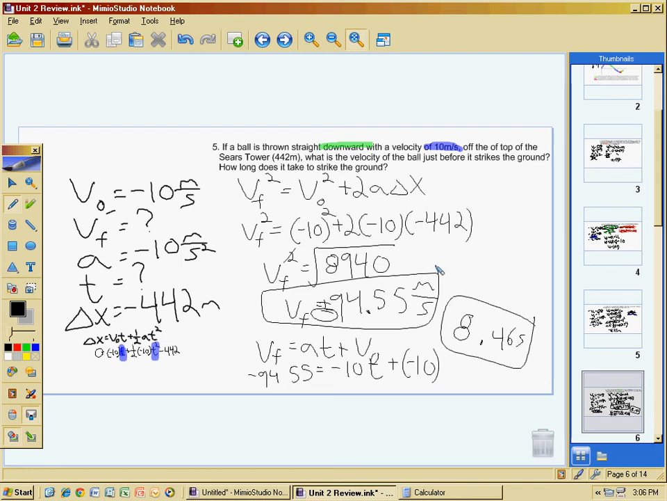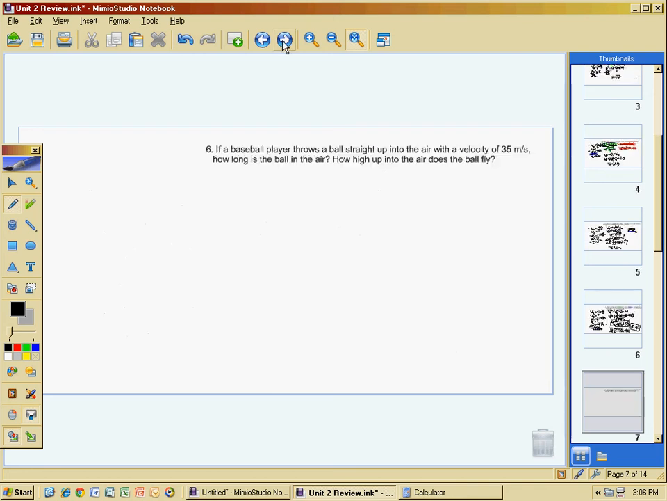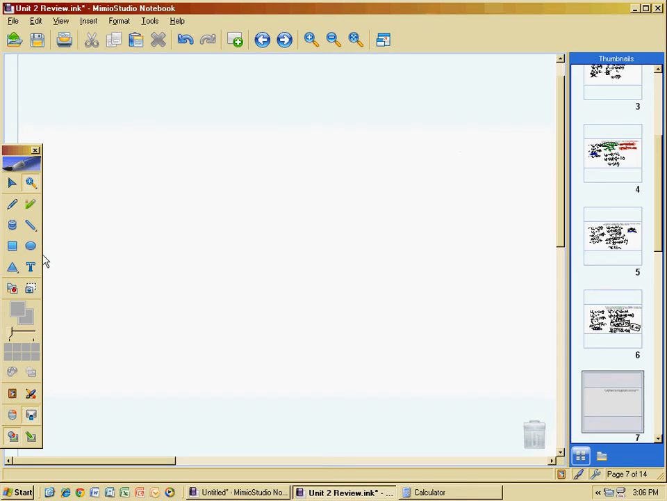All right, number 6. A baseball player throws the ball straight up in the air with a velocity of 35 meters per second. How long is the ball in the air, and how high up into the air does the ball fly? All right, again, to save room, we're going to zoom this in. So we're going to list out our initial variables. If you don't like not having the problem to see, don't forget, you should have that sheet right in front of you.